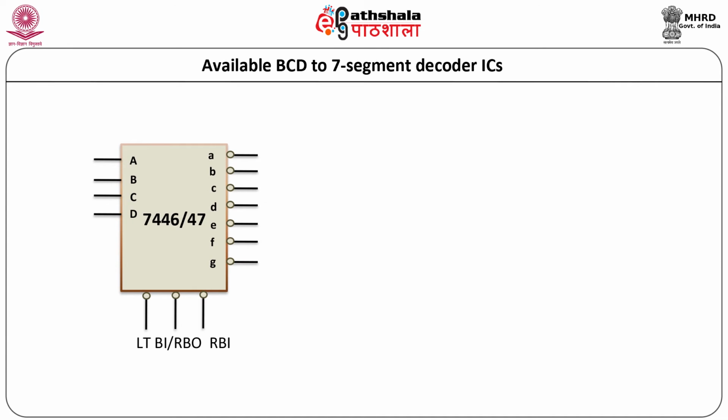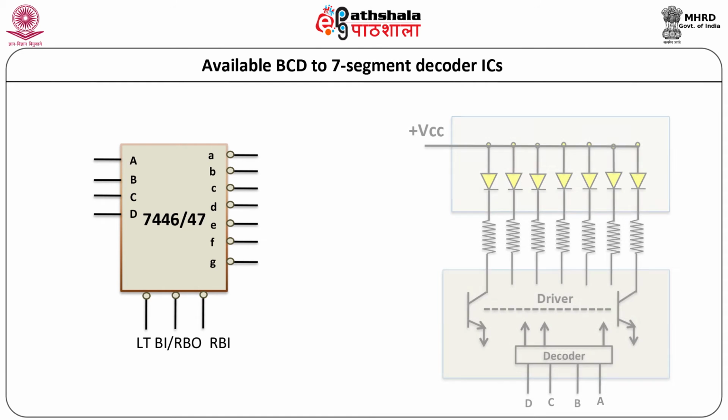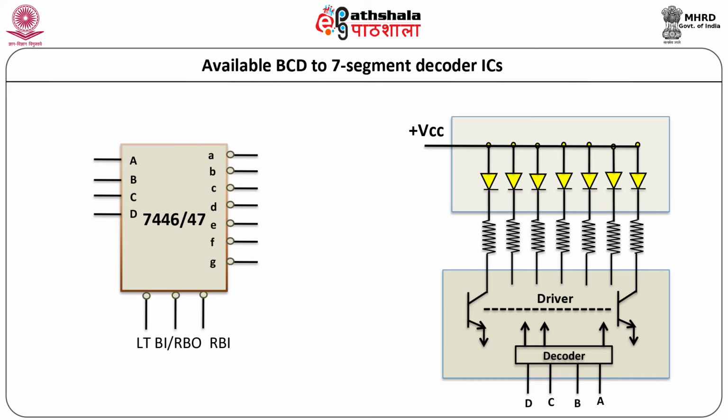IC 7446/47 is a TTL IC for driving common anode display as shown in this figure. Common anode terminal is connected to plus VCC. Decoder IC has open collector outputs where 7 segments are connected through the current limiting resistors. Logic circuit inside the IC converts BCD input to a required output. The current limiting resistors can be selected based on the light intensity desired by the designer.